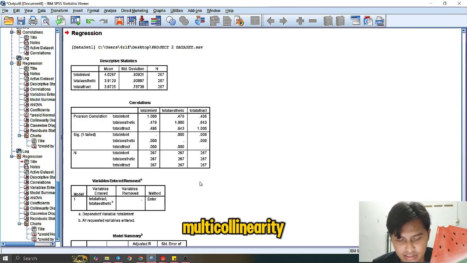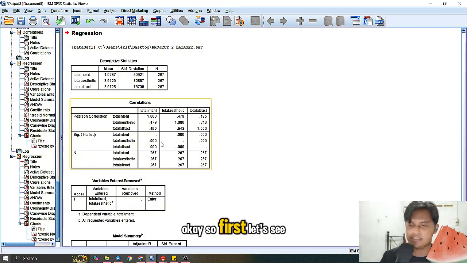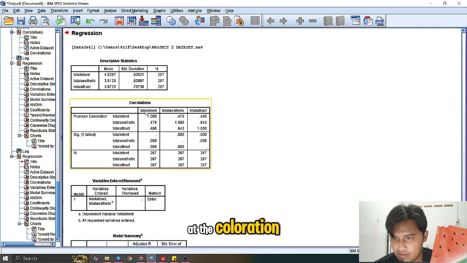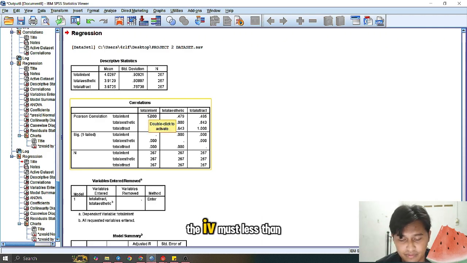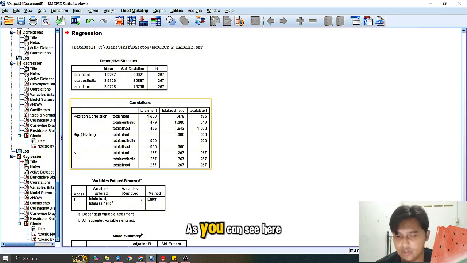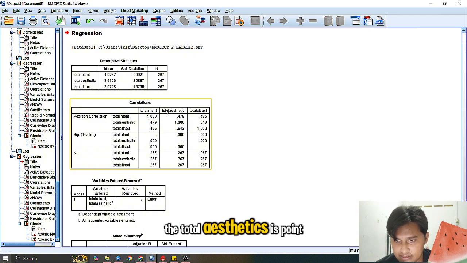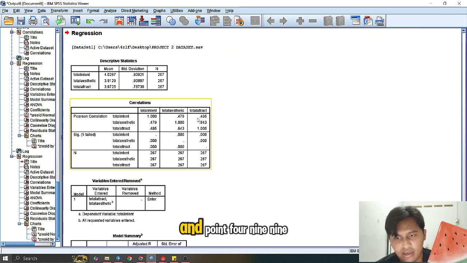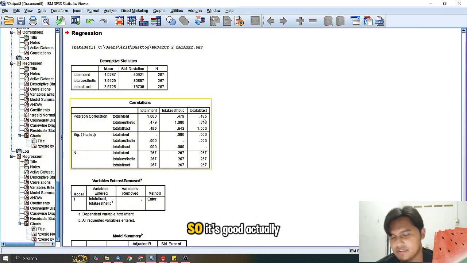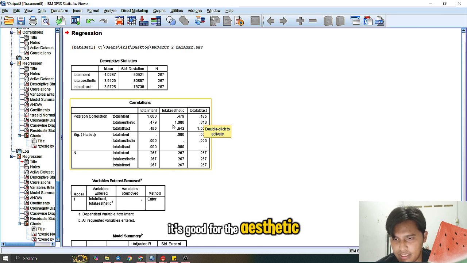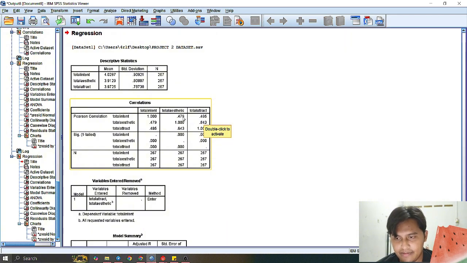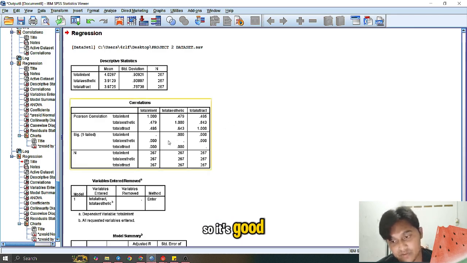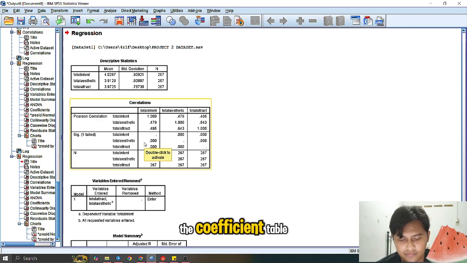assumption of multicollinearity. First let's look at the correlation. For your information, the correlation between IVs must be less than 0.7. As you can see here, the total aesthetic is 0.643 and 0.495. So it's good actually. It does not exceed 0.7, so it's good.